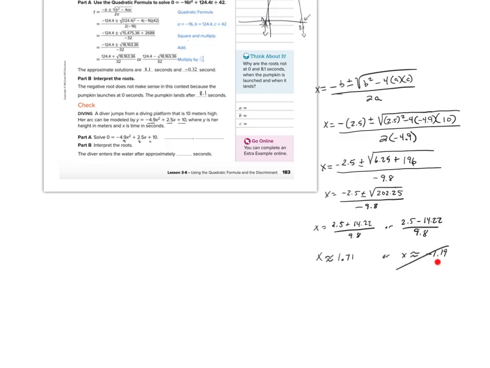Now this one equates to a negative. We can't go back in time. So it would be the forward time movement that we were looking for. So approximately after 1.7 seconds. So my two answers, of course, were approximately 1.7 or negative 1.2, approximately. So knowing that we can't go back in time, that's why we omit that possible solution.